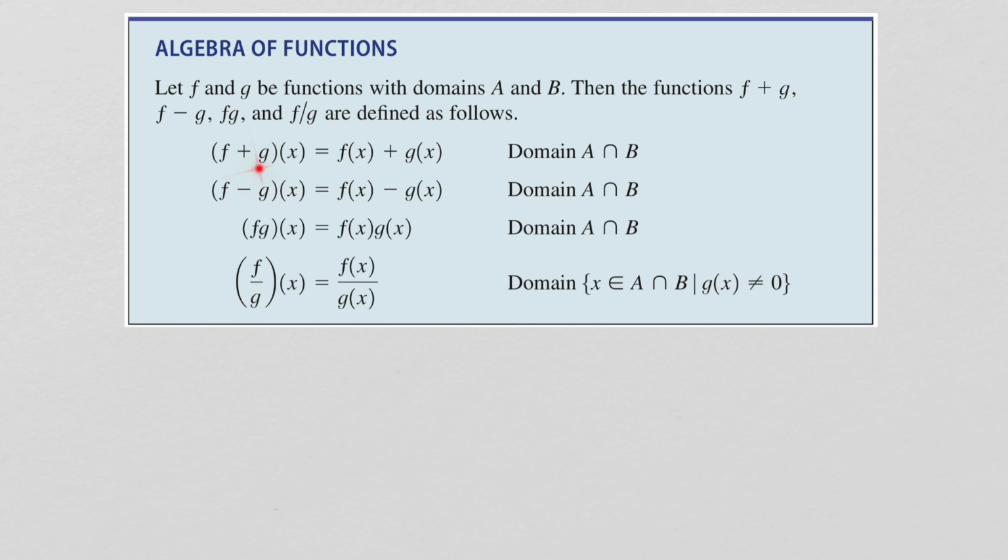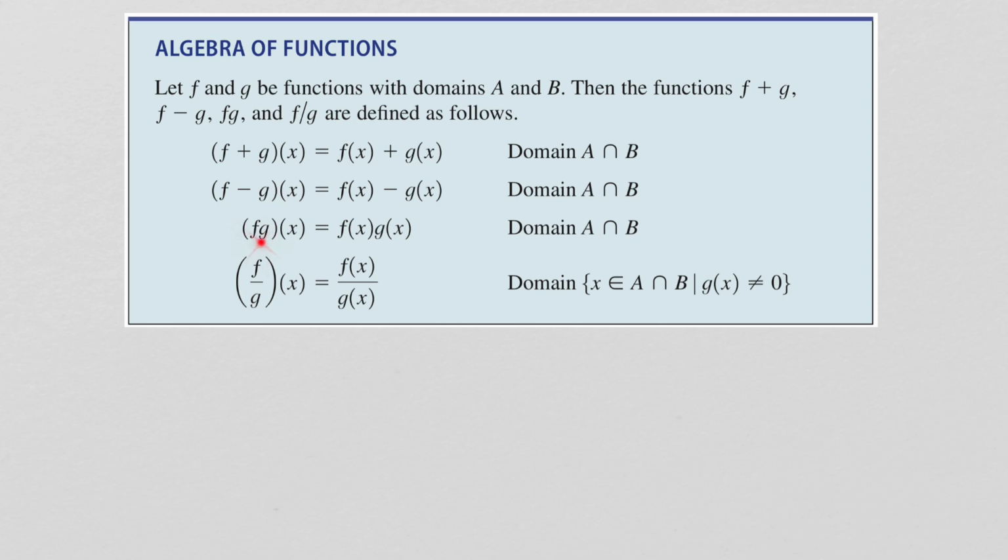So the sum function, f plus g of x, is defined as f of x plus g of x. And the domain of this function will be the intersection of the domains of each of the individual functions f and g. Likewise, the difference function, f minus g of x, is simply the difference f of x minus g of x. Now it should be noted here that if you do g minus f, that would be different. That would be g of x minus f of x.